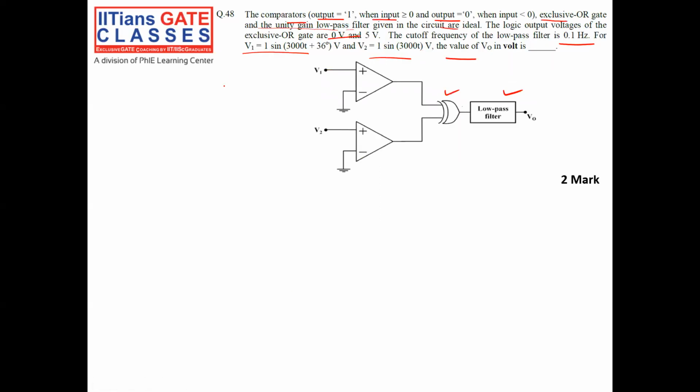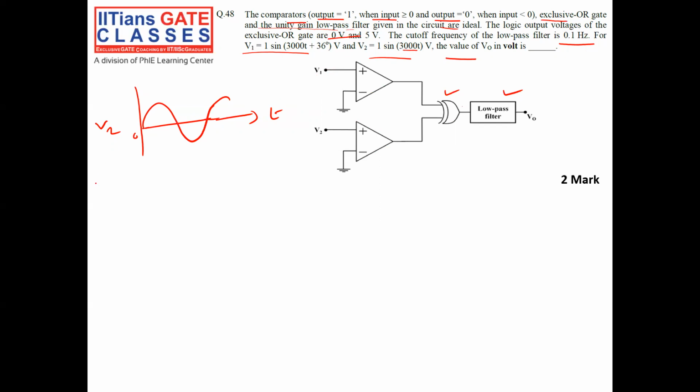Okay. So two things you have to understand. For the input, suppose V2, the time t at which it will become 0 degree, right? So it will be 0 here. At some time it will become 0, right?